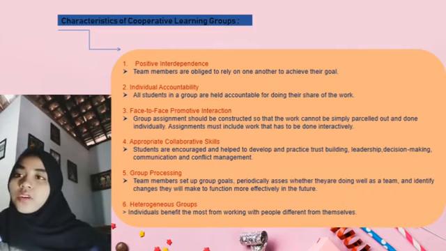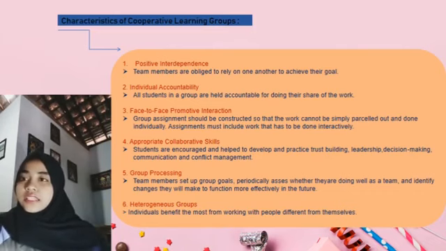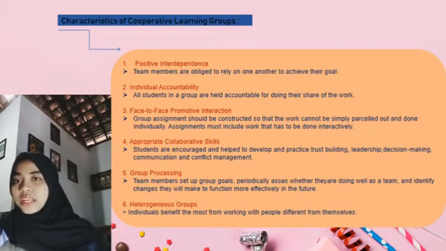And the last is group heterogeneity. The size of a cooperative learning group is relatively small and as heterogeneous as circumstances allow. The recommended size is usually 4 to 5 students. At the very least, groups should contain both males and females and students of different ability levels. If possible, different ethnic backgrounds and social classes should be represented as well.